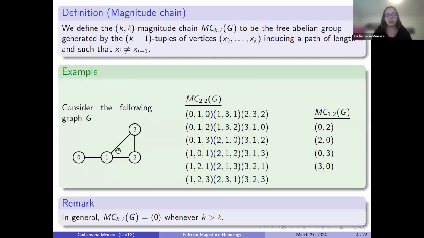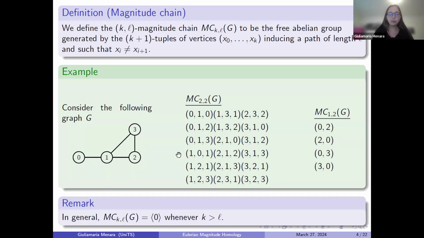Let's consider this very simple graph. This is going to be our running example throughout the talk. Let's say we want to build the magnitude chain with both k and L equal to 2. In this case, we can consider tuples of three vertices such that the induced path goes back and forth on the same edge, so 0, 1, 0, 1, 2, 1, and so on. Or we can have a path that goes across two edges, so 0, 1, 3, 0, 1, 2, and so on.